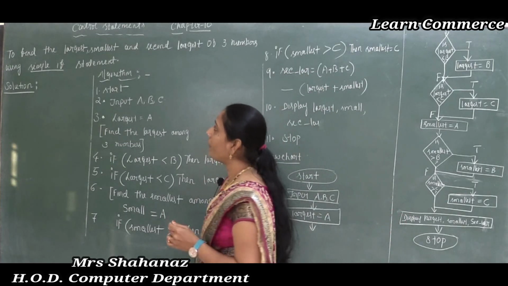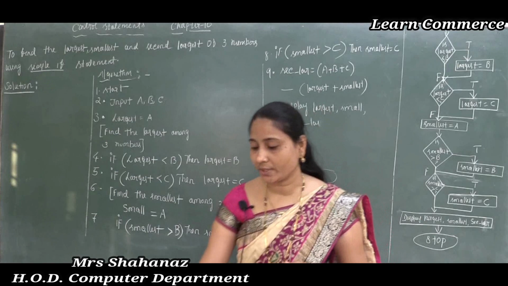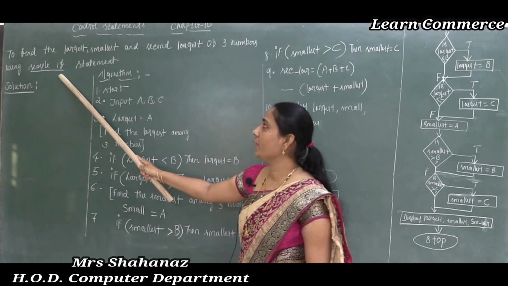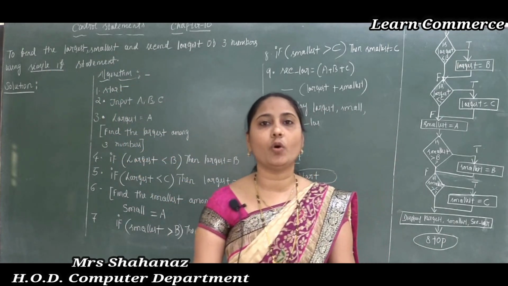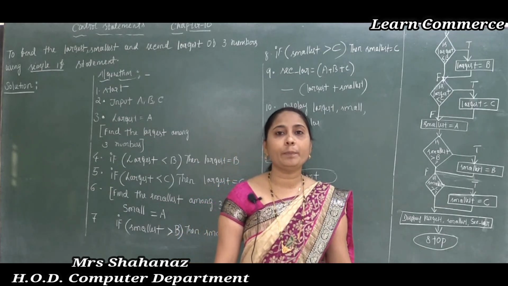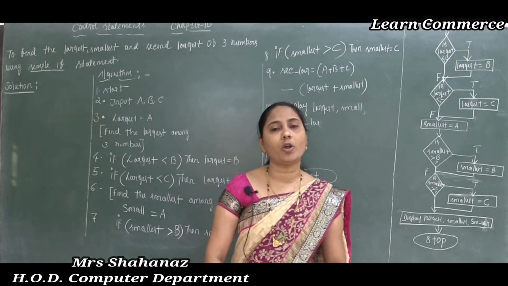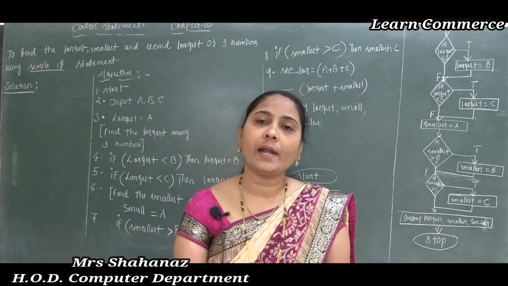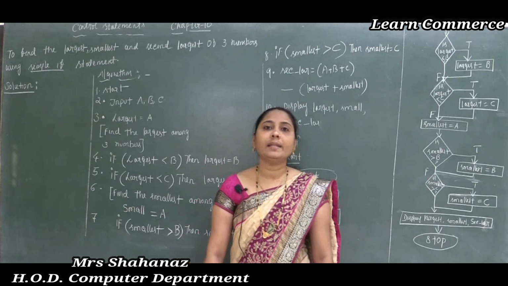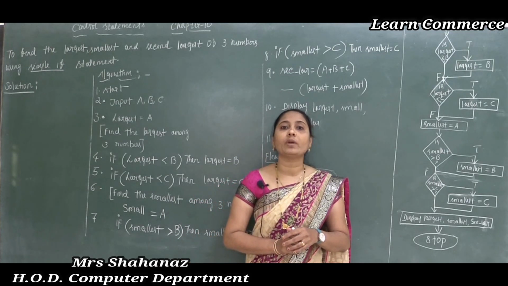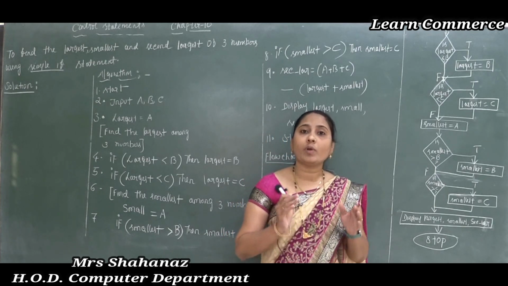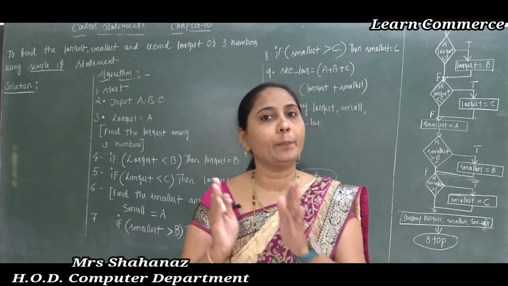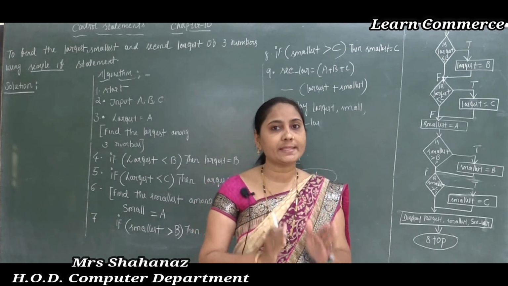The question of the program: write a program to find the largest, smallest and second largest of three numbers using a simple if statement. As we know, in the last class we learned some important concepts of the simple statement. The simple if statement is also called the one way branch decision statement, and we know how it works. This structure helps the programmer to decide whether a particular set of statements should be executed or not.